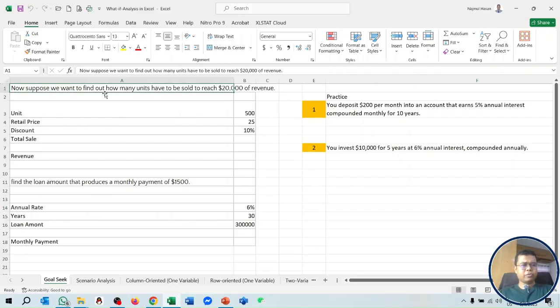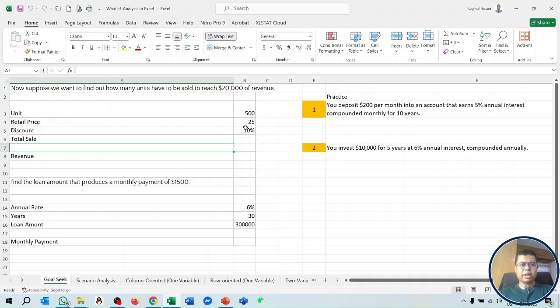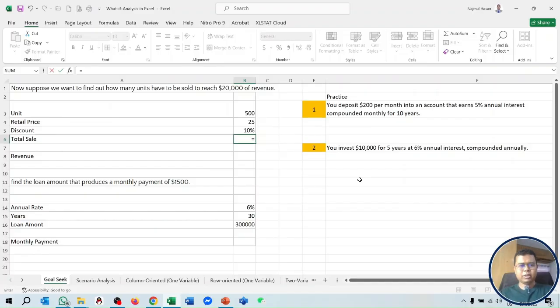Suppose we want to find out how many units have to be sold to reach $20,000 of revenue. Say I have 500 products, and each product's unit price is $25. When I sell these products, maybe I will consider a 10% discount. So I need to calculate the total sale, which equals the number of products times the product price. So 12,500 is the total sale.